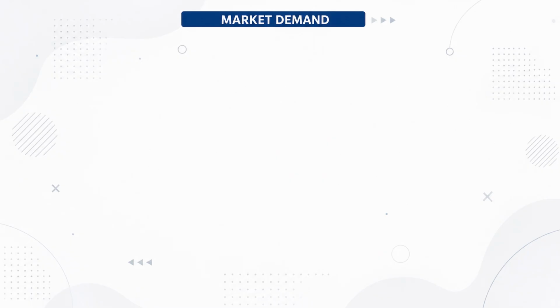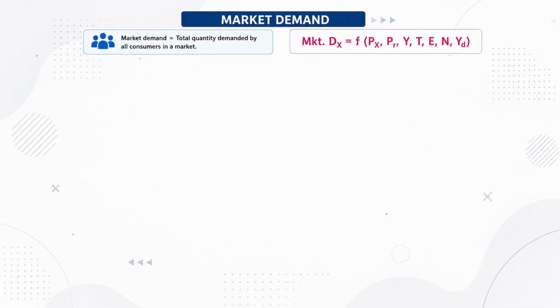Market demand function. Let us now look at the market demand function. A market demand function shows the relationship between the total quantity demanded by all consumers in a market and the factors affecting market demand. The market demand function can be written as market Dx is equal to a function of Px, PR, Y, T, E, N, and YD.